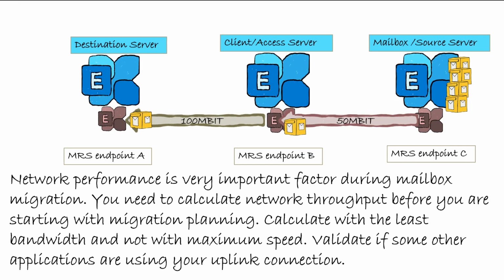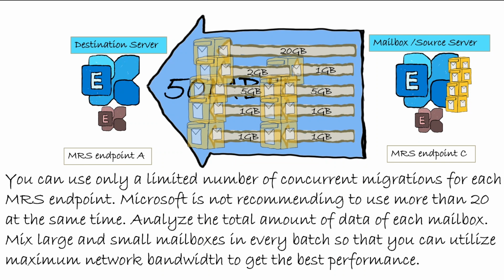Network performance is a very important factor during mailbox migration. You need to calculate network throughput before you are starting with migration planning. Calculate with the least bandwidth and not with maximum speed. Validate if some other applications are using your uplink connection. You can use only a limited number of concurrent migrations for each MRS endpoint. Microsoft is not recommending to use more than 20 at the same time.